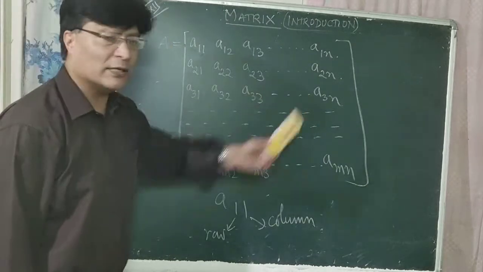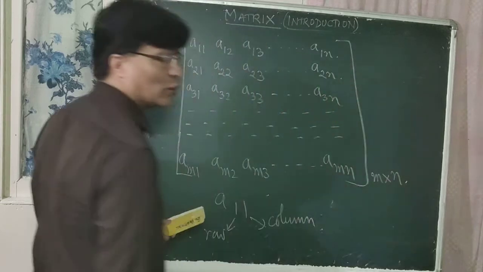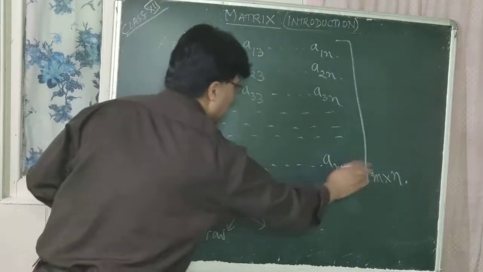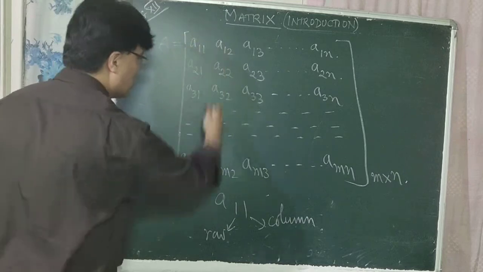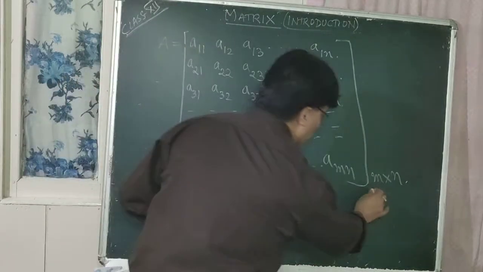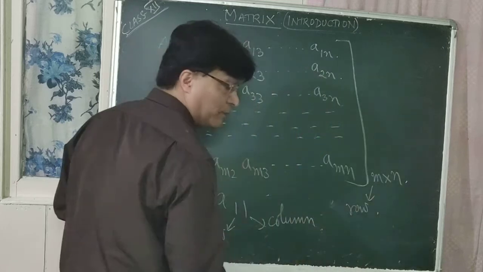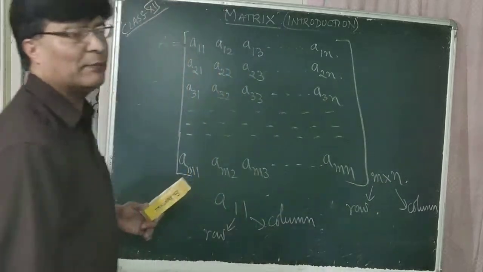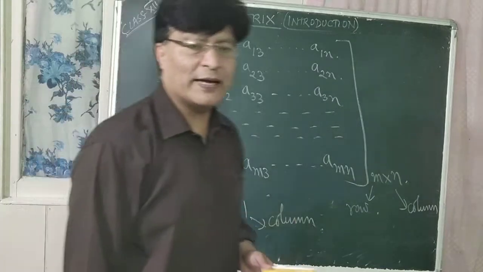So how many elements are there altogether? There are m cross n elements. How many rows are there? 1, 2, 3, 4, 5, dot dot dot m. There are m rows. How many columns are there? 1, 2, 3, dot dot dot n. There are n columns. So the m will indicate the row and the n will indicate the column. That is, there are m rows and n columns. Is that clear?